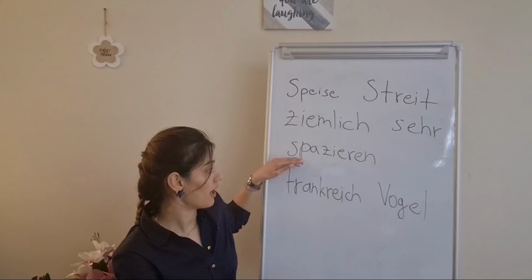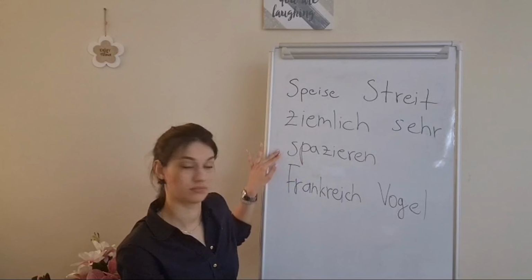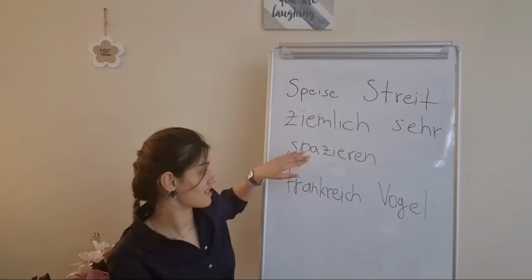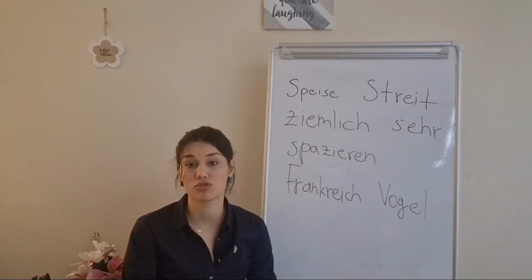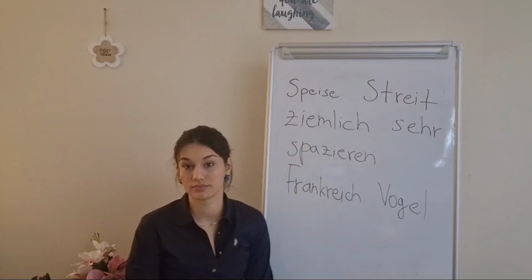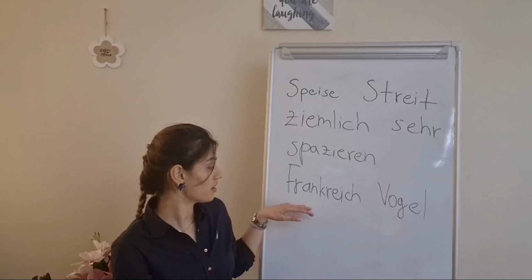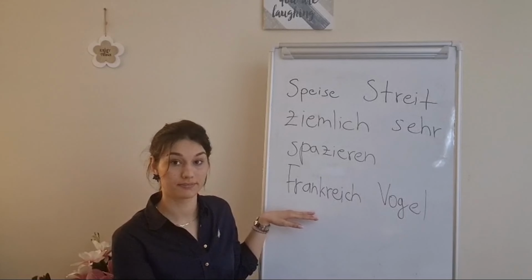Okay, how is this word going to be read? Spazieren. That means to have a walk or to walk. Spazieren. Okay, here we have the next example. How is this example going to be read?